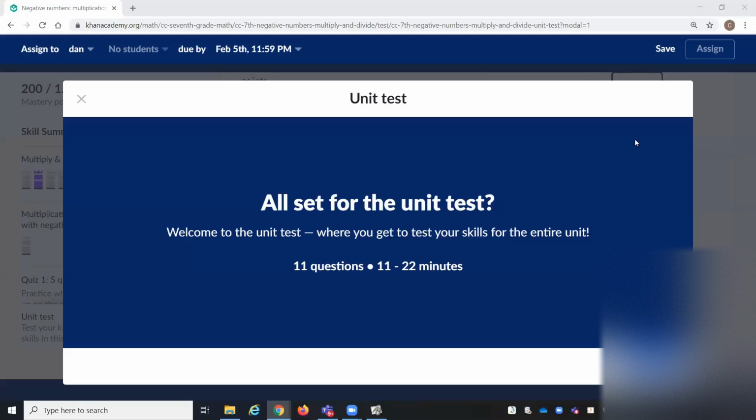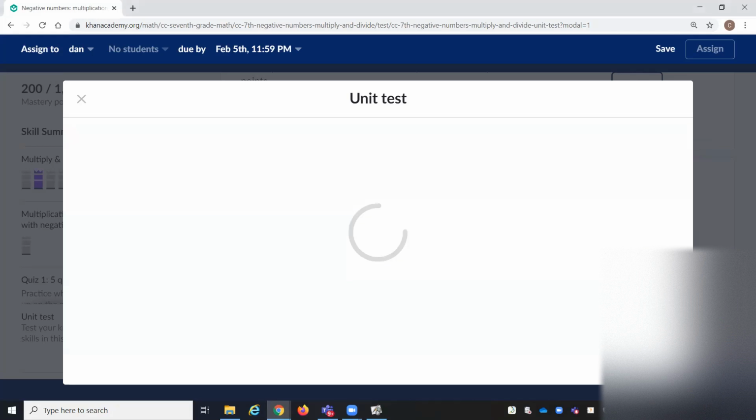This computer. All right, guys, we're gonna go ahead and work. Let's get started. There we go.